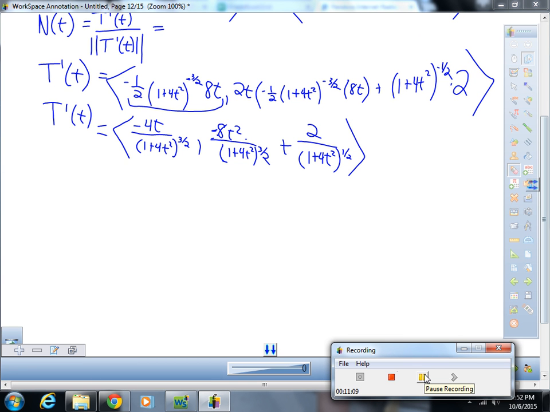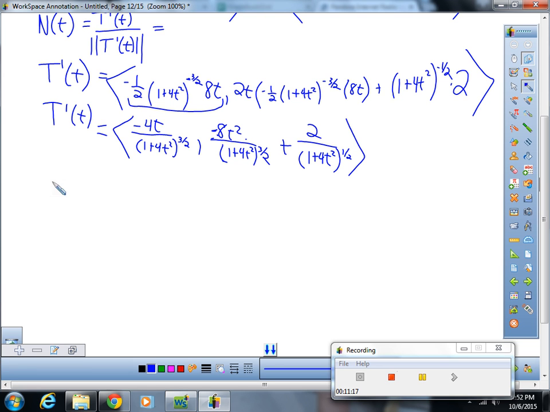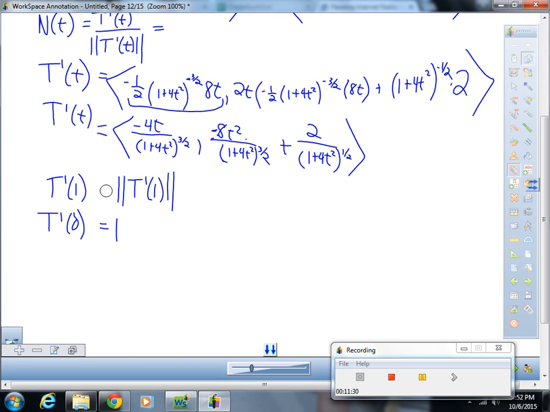Alright, so look, now that we have T prime of t, let's find T prime of 1 and T prime of 0. Let's find the magnitude of T prime of 1, and those are not necessarily equal. After we do that, we'll find the magnitude of T prime of 1 and the magnitude of T prime of 0, and we'll have our principal unit normal vectors, okay? All right, so T prime of 1.